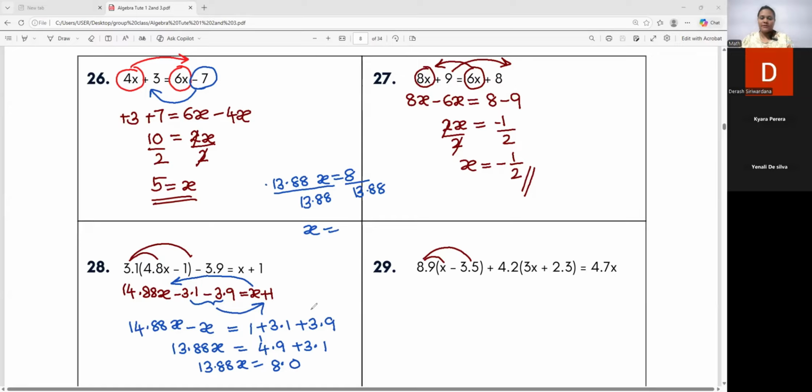Then these two get cancelled. x is equal to 8 divided by 13.88. Use the calculator: 8 divided by 13.88 is 0.576, a long decimal. Write it up to 2 decimal places. It is 0.576, so we'll round it. 0.58.